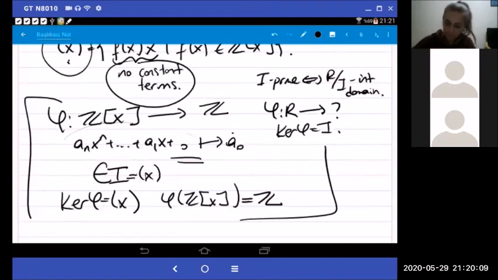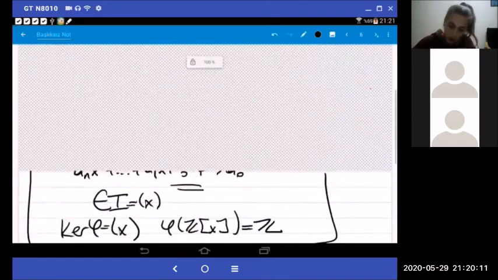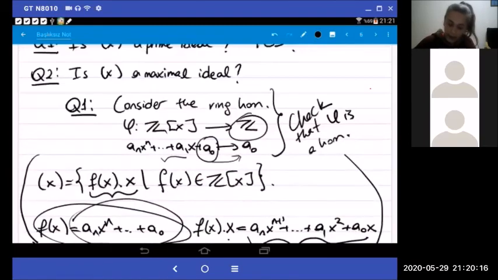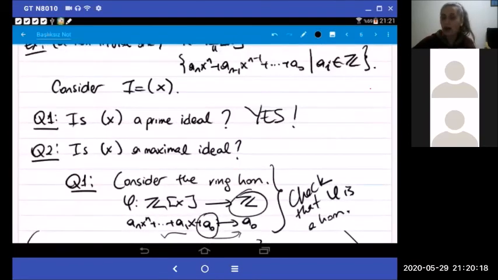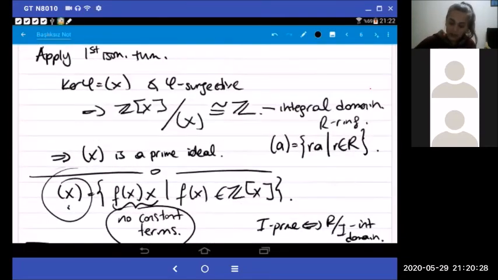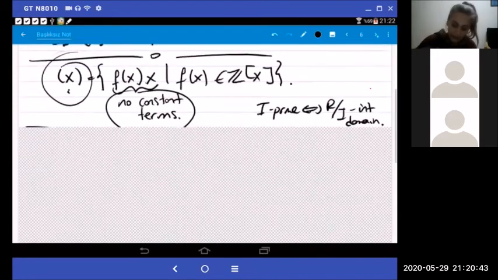So what about maximality? The first question was about this ideal being prime, and our answer is yes. What about maximality? Is it maximal? Just applying the theorem that we use here, since we take the quotient here, this quotient is isomorphic to an integral domain, and we know that that is not a field. So this means that the ideal generated by x is not maximal.